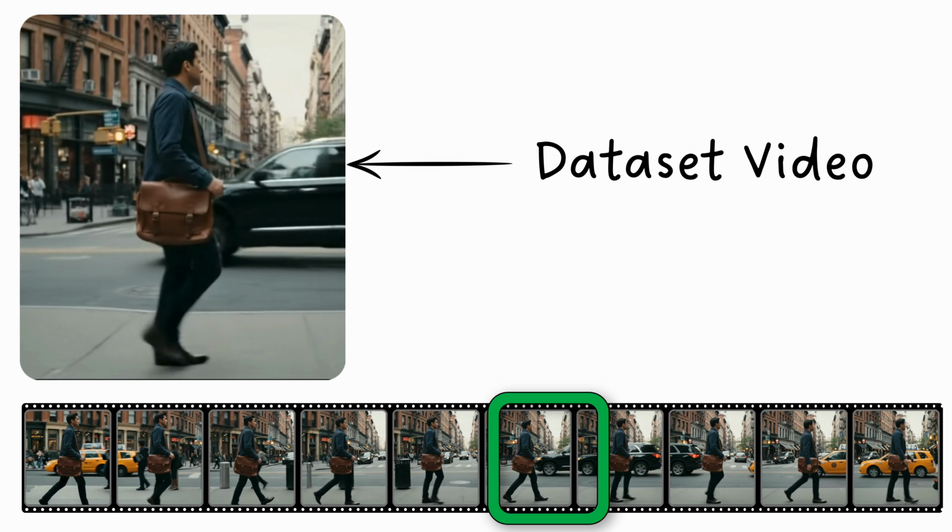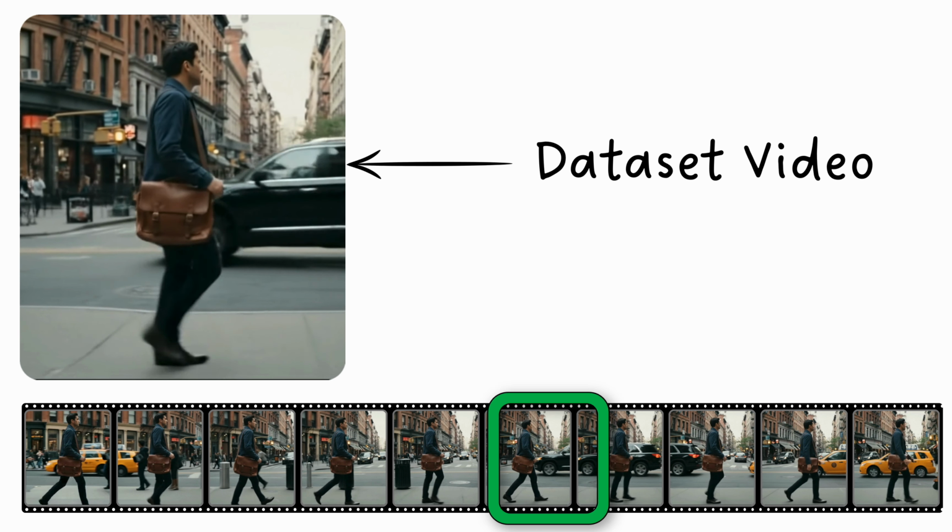To create a motion counterfactual from it, the first step is to copy the first and last frame from our dataset video. By doing this, we can initialize tracking points in the same places. But we still need some content in the middle.